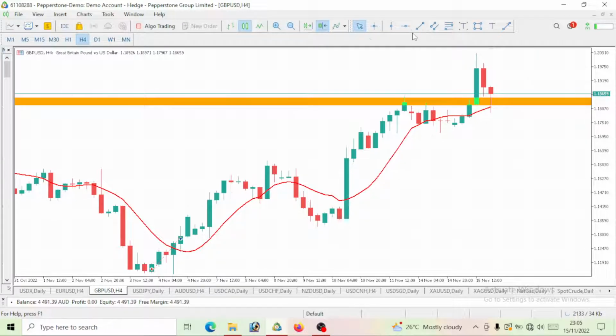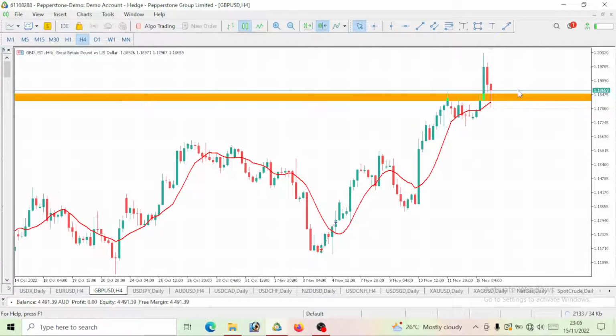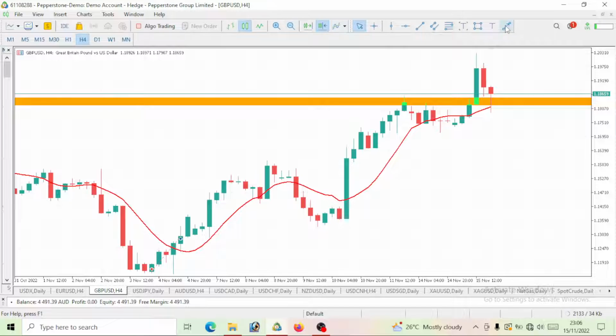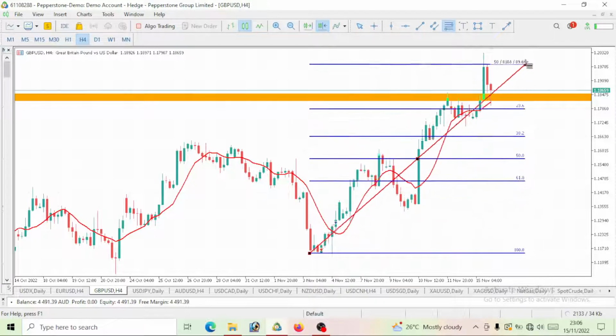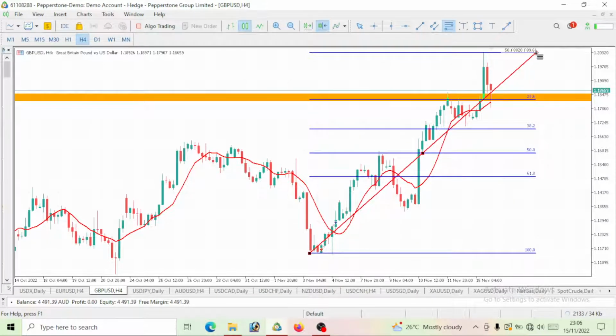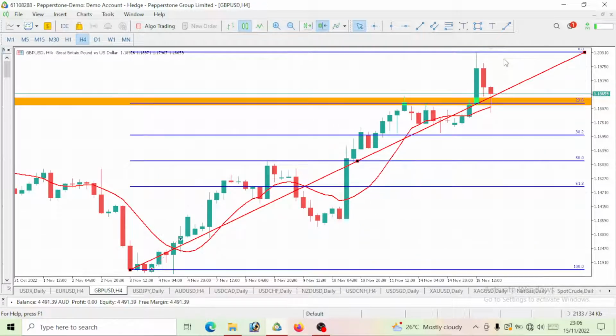Now let's take a look at this GBPUSD pullback. You guys might be asking, is this pullback over? To be able to know if this pullback is over on GBPUSD, we would have to use our Fibonacci retracements. So we would take a look at this retracement. Clearly we can see that this retracement has reacted at this level, 23.6, and there is a level of 38.2.